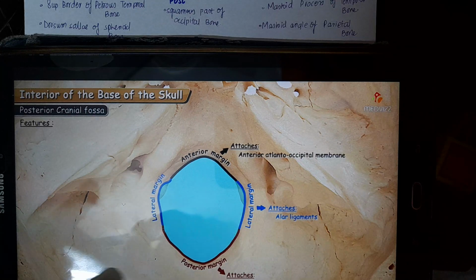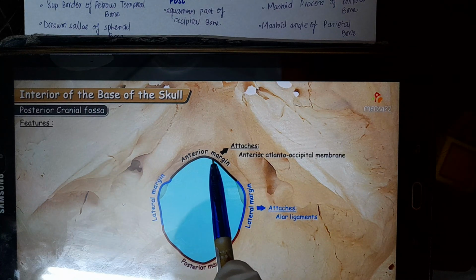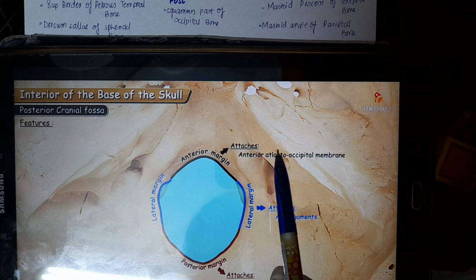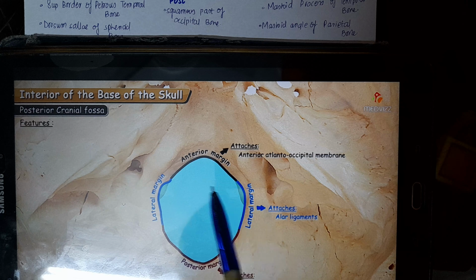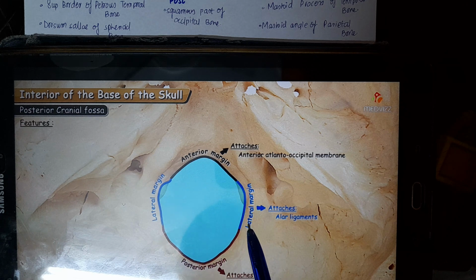Now this foramen magnum can further be divided into an anterior margin, providing the attachment to the anterior atlanto-occipital membrane, the posterior margin providing attachment to the posterior atlanto-occipital membrane, and both lateral margins providing attachments to the alar ligaments.